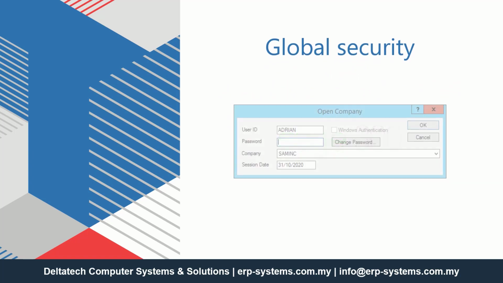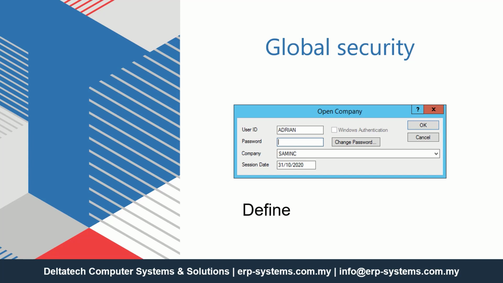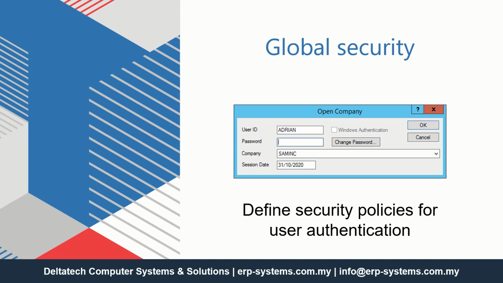The settings in global security affect the way a user signs into the Sage 300 application. You would set up security policies by turning on or off one or more options available in global security.